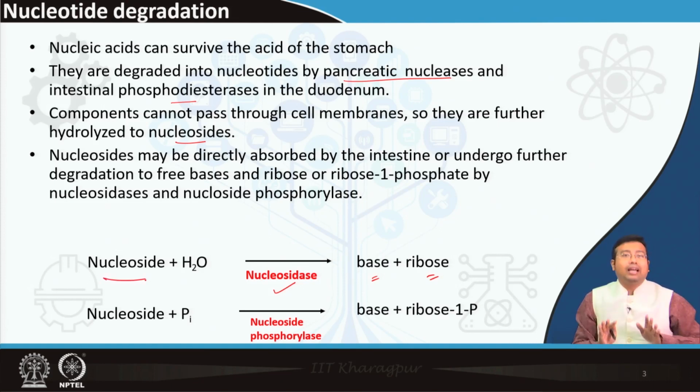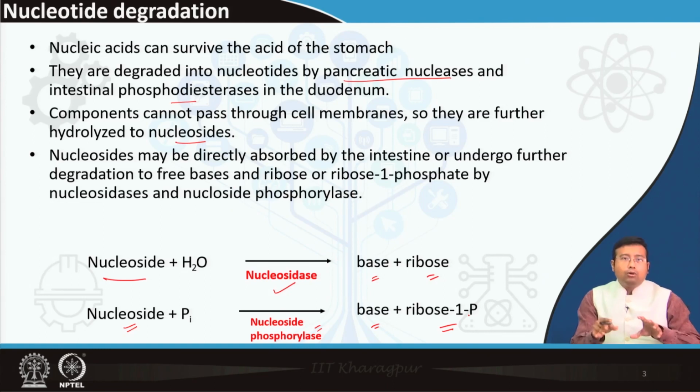There is another enzyme, nucleoside phosphorylase. It requires an inorganic phosphate which acts with the nucleoside and converts the whole thing to a base and ribose 1-phosphate. These are the two basic mechanisms, and this is true for all nucleosides.